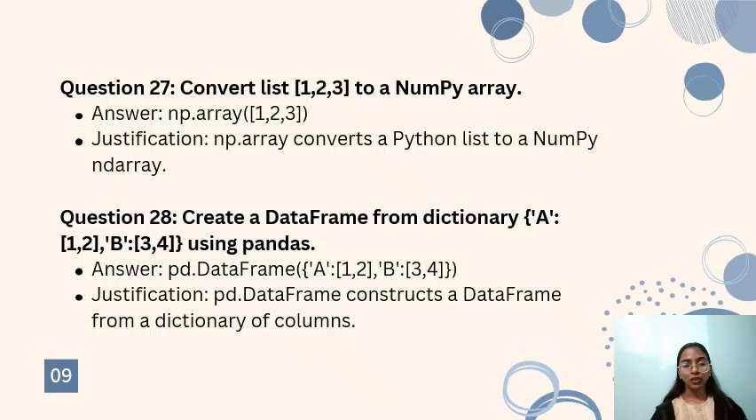Moving towards question number 28. Create a data frame from dictionary, which is a is equal to 1, 2 and b is equal to 3, 4 using pandas. pd.DataFrame constructs a data frame from a dictionary of columns. pd.DataFrame with key a is equal to 1, 2 and b is equal to 3, 4.